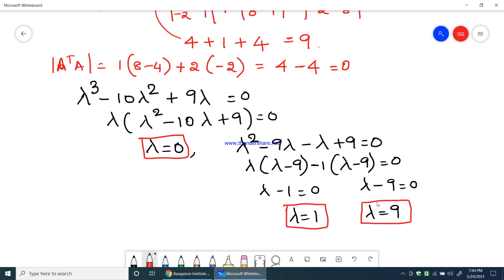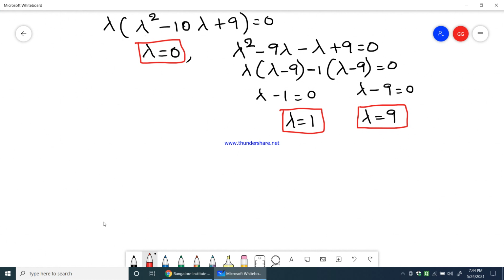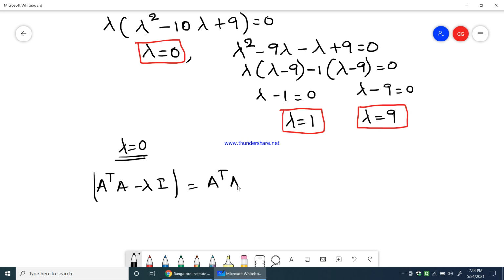Now after finding the eigenvalues, let us go on to find the eigenvectors for all these three lambdas. So I will take first lambda equal to 0. I will take this condition. Therefore A transpose into A minus lambda I for 0 would be equal to A transpose into A, into V. So A transpose A minus lambda I into V equals A transpose A into V. That is what we get.